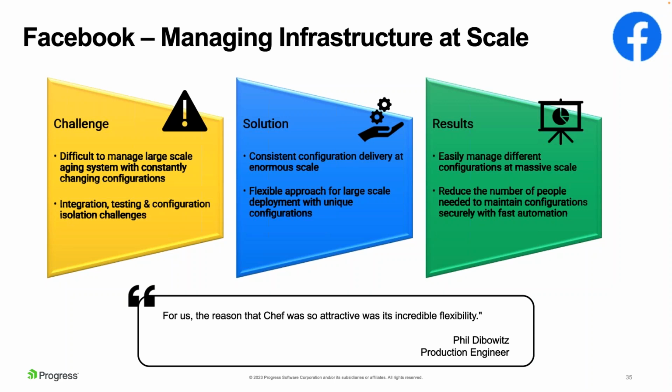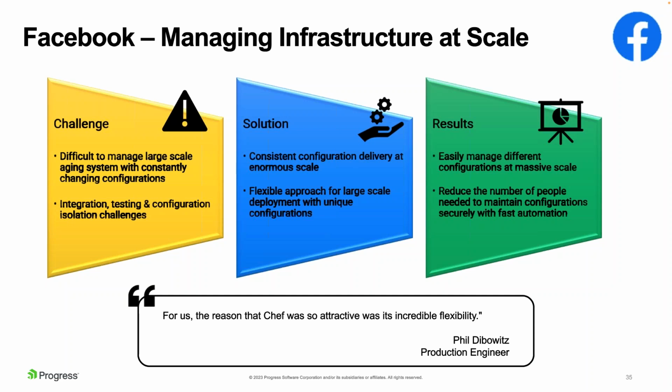The first example is a company that most of us recognize. It's Facebook. Now, what was Facebook's situation? It's hard to maintain usability and effectiveness of an aging system with many individual clusters with over 100,000 nodes in size, and a slew of different, constantly changing system configurations that was becoming increasingly complex. This was Facebook's situation. Facebook built a system based on Chef for systems configuration management that allowed consistent delivery of configurations at an enormous scale.